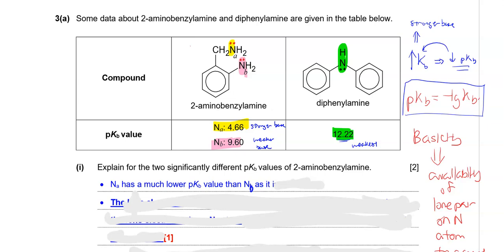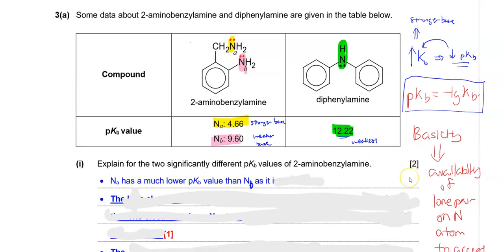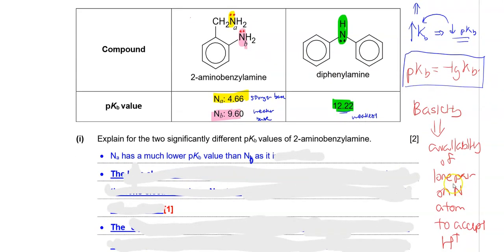So recall what basicity represents. Basicity is basically the availability of a lone pair on the N atom to accept a proton. I've drawn the lone pair so you see. Basically I'm using the Bronsted-Lowry definition, to accept a proton, proton acceptor.